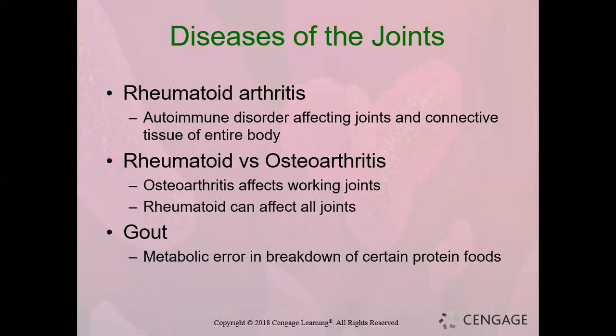Gout is a metabolic error in the breakdown of certain proteins, foods. A lot of people consider this in people who eat high protein diets, low carb kind of things. It can also be, from what I understand, a hereditary kind of thing. Parents who have gout, their kids can be more likely to get gout.